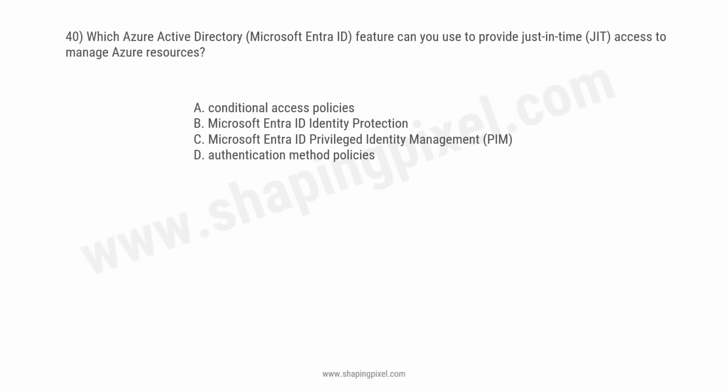Question number 40. Which Azure Active Directory feature can you use to provide just-in-time access to manage Azure resources? And you have four options. Option A, conditional access policies. Option B, Azure AD Identity Protection. Option C, Azure AD Privileged Identity Management. Option D, authentication method policies. So the right answer is option C, Azure AD Privileged Identity Management, PIM.